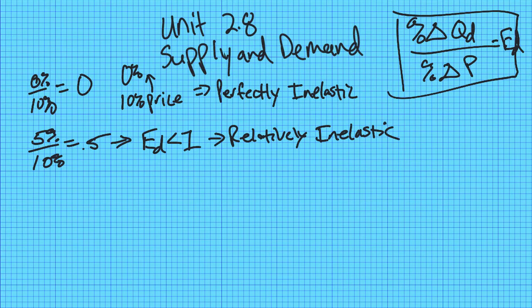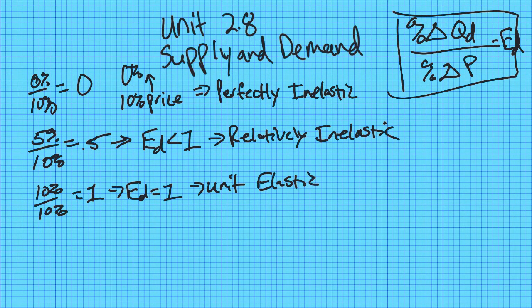And the next value, what if we had a 10% change in price and an exactly 10% reaction? That would equal 1. So we have 0, we have less than 1, we have 1. So if the elasticity of demand equals 1, we call that unit elastic. It means the percent change in the price and in the quantity is the same.